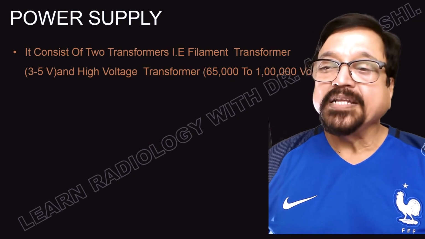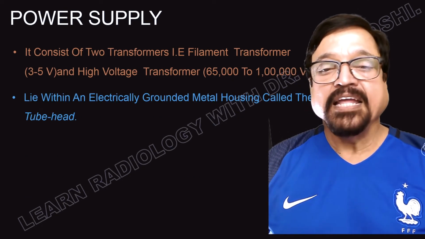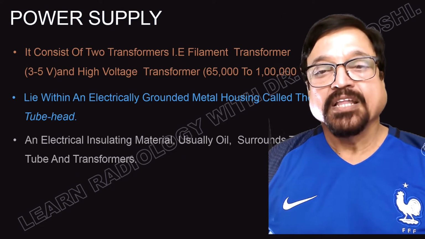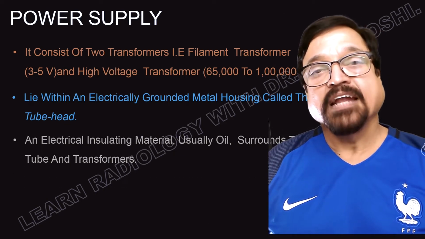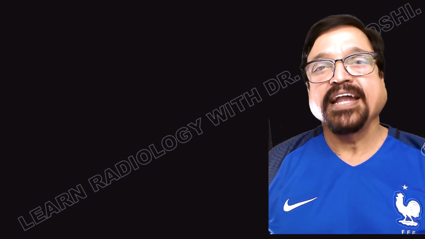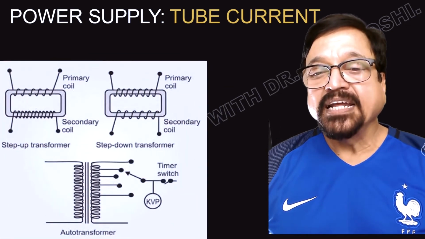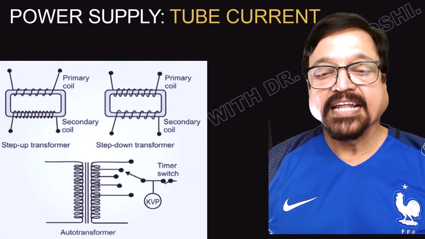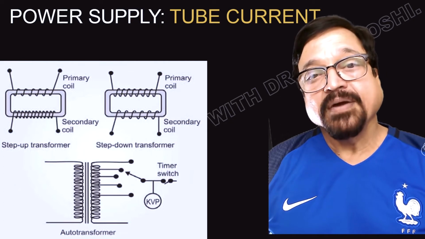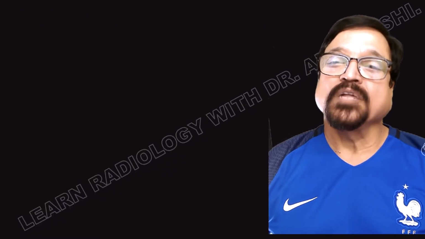Now the transformer is a filament transformer, and another is meant for the tube and exposures. Transformer is a totally different topic, and it is also covered in the same series somewhere else. Here it is just to give you a brief idea about the components of the X-ray machine. Now tube current: here we have shown primary, secondary. Why is the tube current given? Tube current is given to heat a filament and also for the exposure purpose.